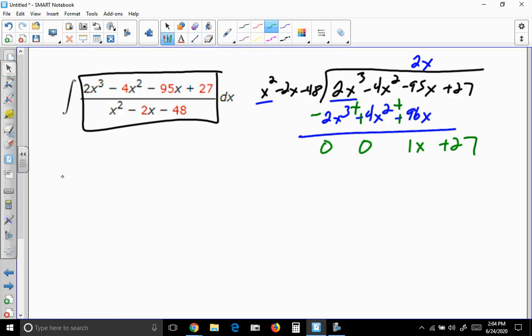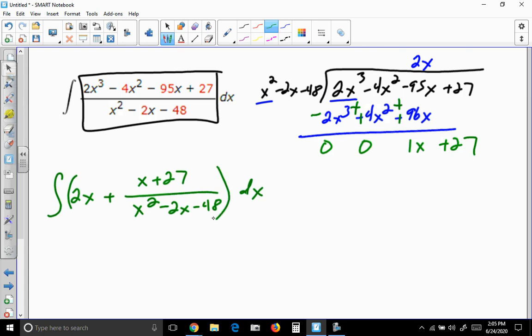So our quotient is 2x, and then we add our remainder over the divisor. So this expression is equivalent to what we started with: our quotient plus the remainder over the divisor.